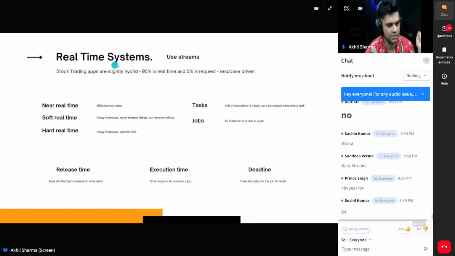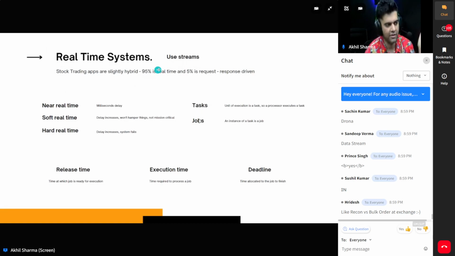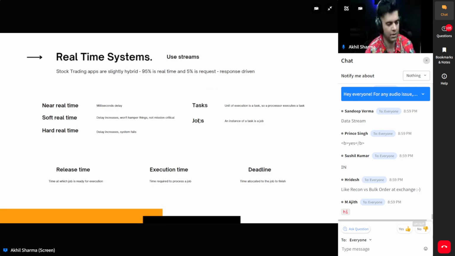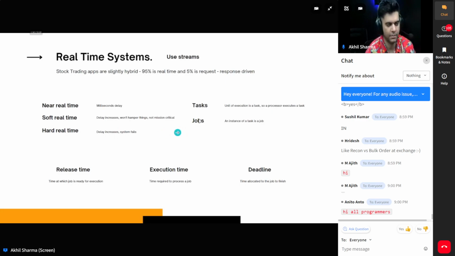So stock trading apps, in our case, are slightly hybrid. 95% is real-time systems and 5% is request-driven response. So we'll have an element of both in our system design. And real-time systems, especially stock trading apps, are near real-time in the sense that a few milliseconds of delay is completely okay. They're soft real-time in the sense that if the delay increases, it won't hamper anything. It's not mission critical. And it's not at all hard real-time.